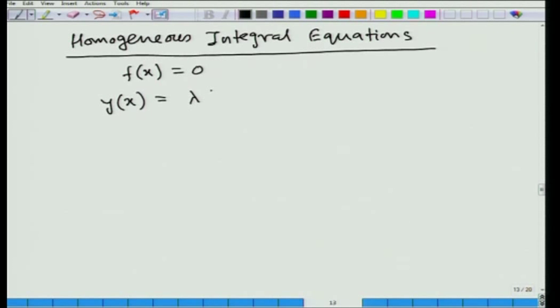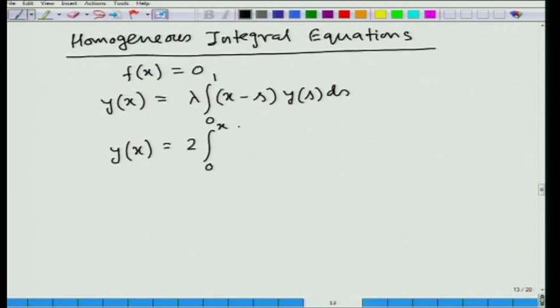we consider just one example: y(x) = lambda integral 0 to 1 of (x minus s) y(s) ds. This is a Fredholm homogeneous integral equation. And y(x) = integral 0 to x of k(x, s) y(s) ds is an example of a Volterra integral equation which is homogeneous.